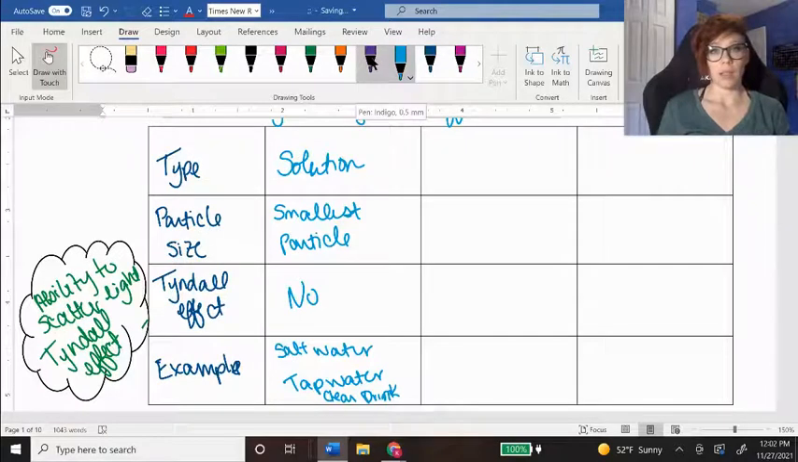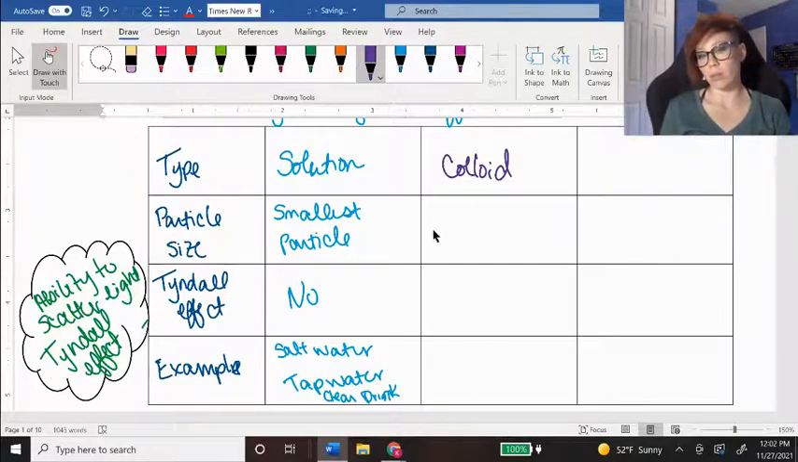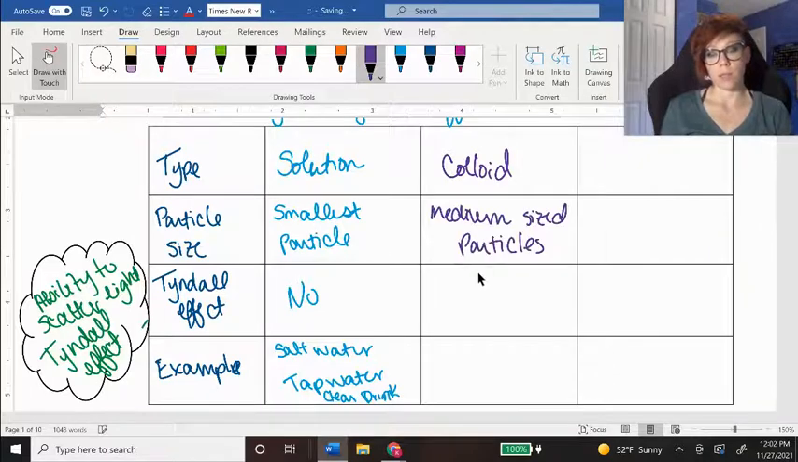The second type of mixture that we have is a colloid. A colloid has medium particles, so medium particles are floating around in the solution. These do scatter light, so they have the ability to actually scatter the light that shines through them. An example of this would be coffee, fog, or jello.